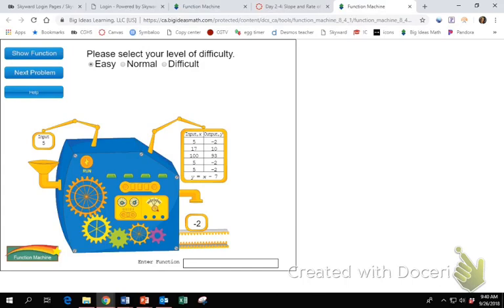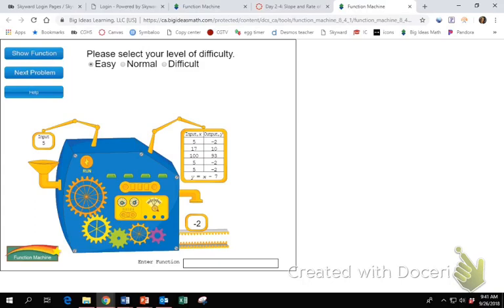5 minus 7 is negative 2. 17 minus 7 is 10. 100 minus 7 is 93, right? However, every time I put a 5 in, I got a negative 2, yes? That means this y equals x minus 7 is indeed a function, okay? If I put a 5 in the box, and let's say I got a negative 2, and I put a 5 in the box again, and I got a 6 out of it, it's not a function, okay?